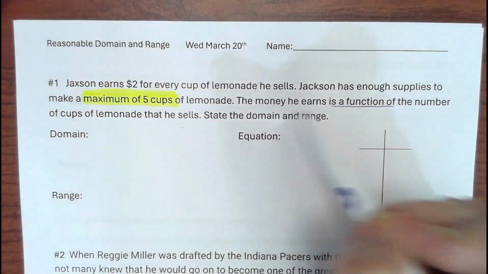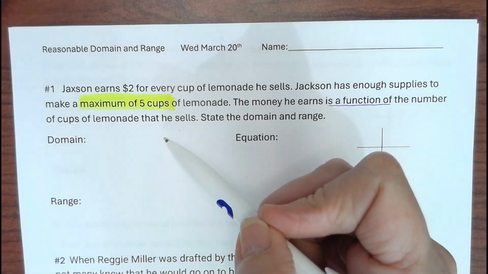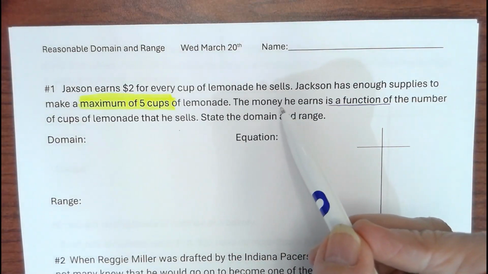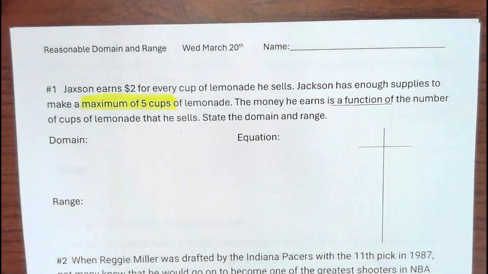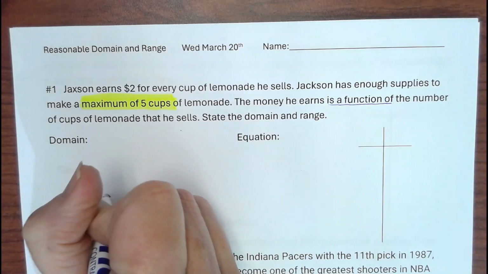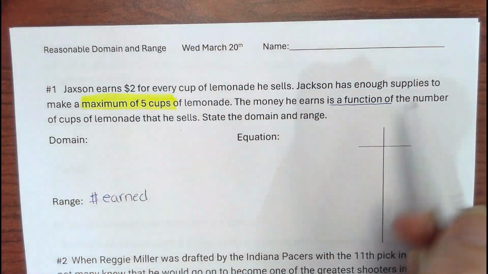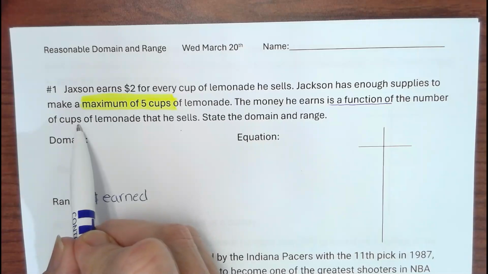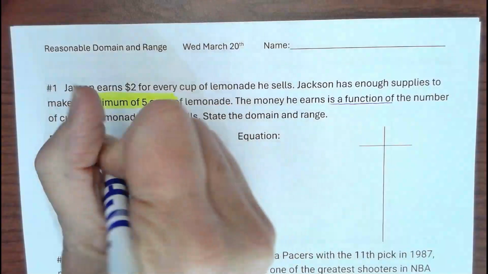So here's this phrase again that's helping you out with what is the domain and what is the range. The money is a function of, so the money depends on. So the money he earns is the range. Is a function of the number of cups of lemonade. I'm going to use that for number.